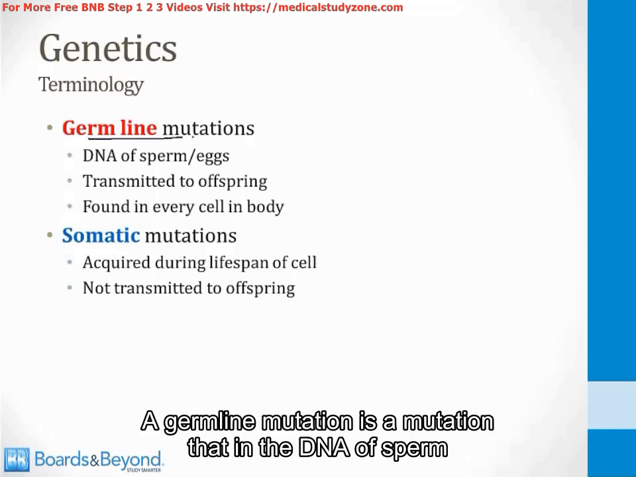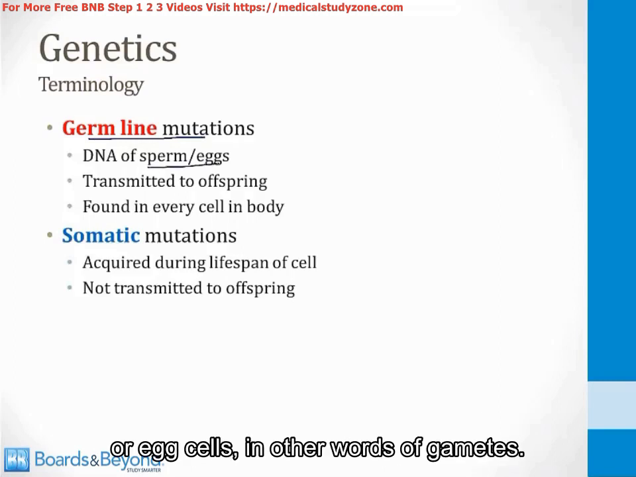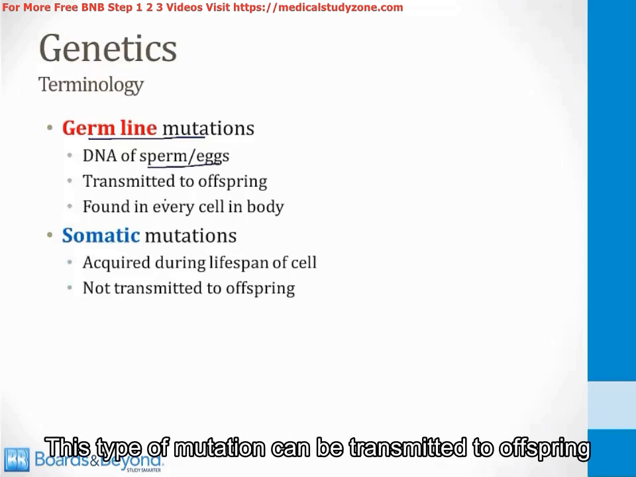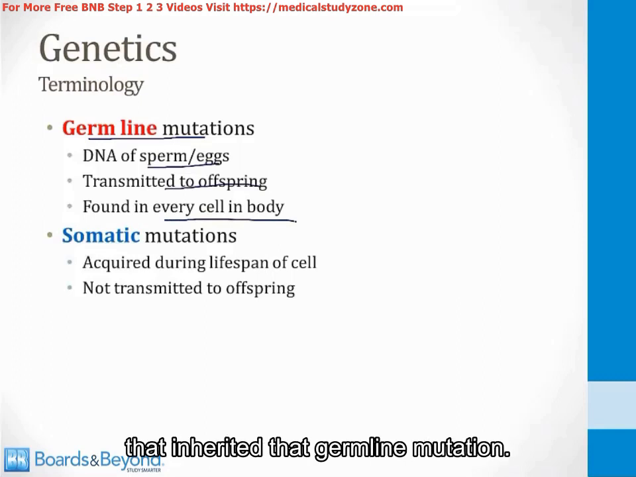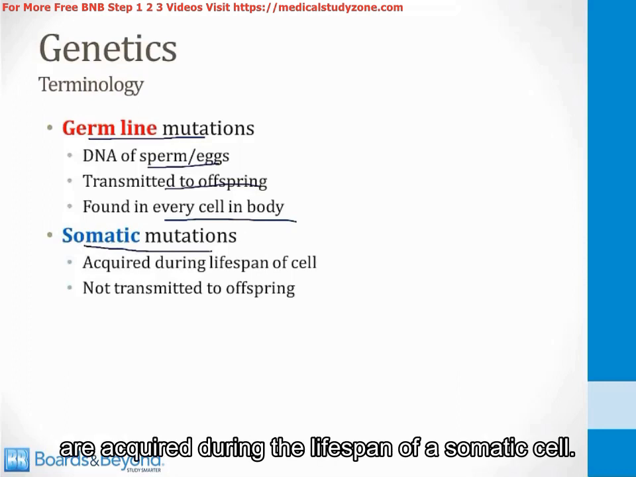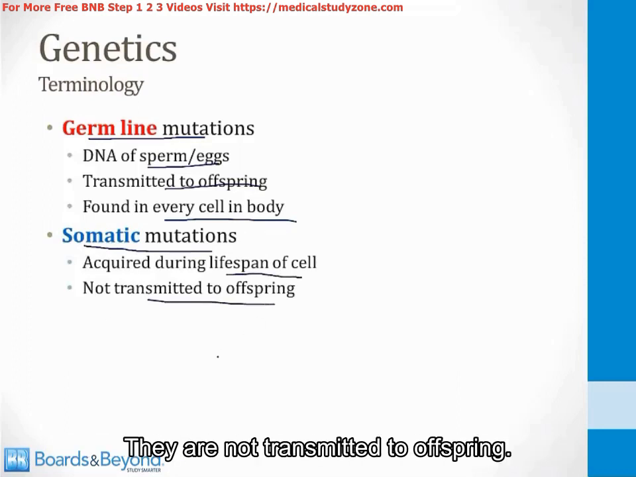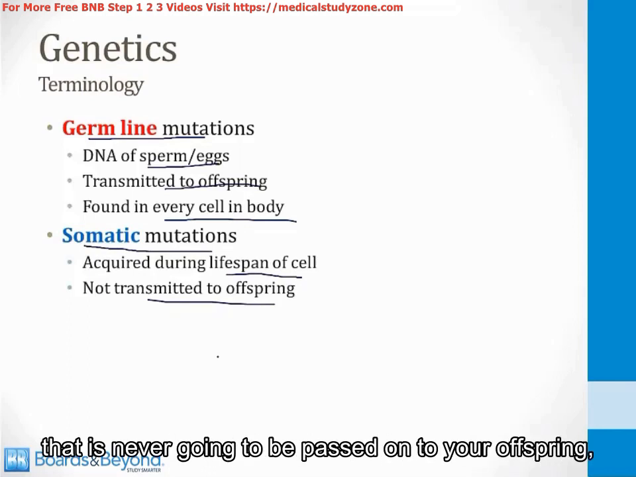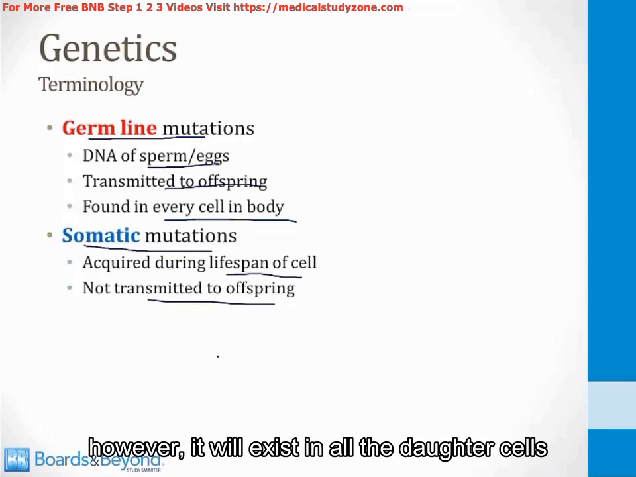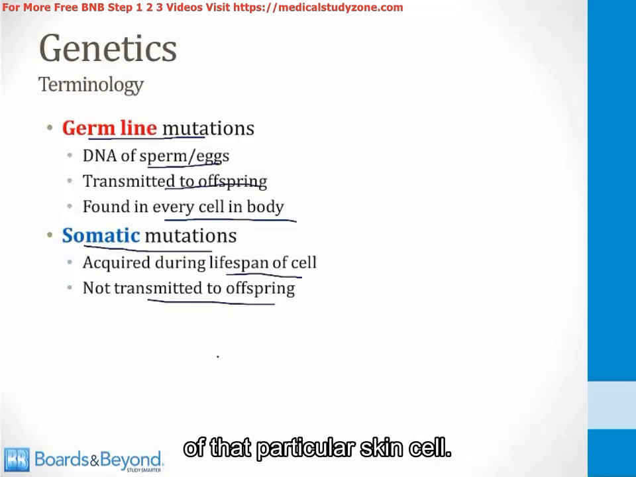A germline mutation is a mutation that occurs in the DNA of sperm or egg cells, in other words, of gametes. This type of mutation can be transmitted to offspring, and when it is, the DNA mutation will be found in every cell in the body of that offspring that inherited that germline mutation. Somatic mutations, on the other hand, are acquired during the lifespan of a somatic cell. They are not transmitted to offspring. So, for example, if one of your skin cells acquires a mutation, that is never going to be passed on to your offspring. However, it will exist in all the daughter cells of that particular skin cell.